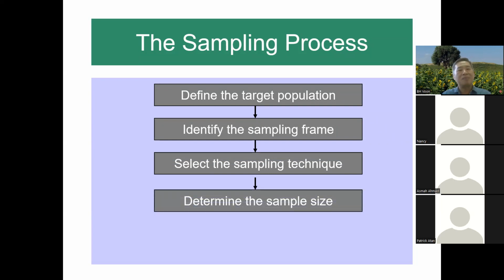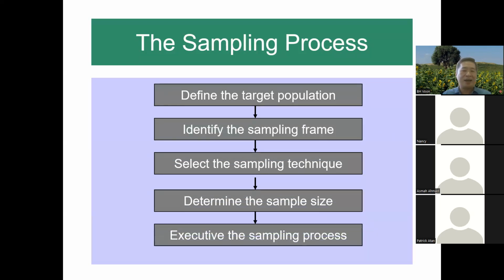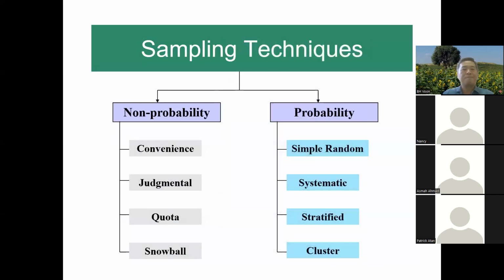Then you will determine the sample size, how many you should select. Once you have determined that, you start selecting, executing the sampling process. So you have to undergo these systematic steps in your sampling design. Later on in your presentation and in your proposal, you tell us how you are going to carry out the sampling process.